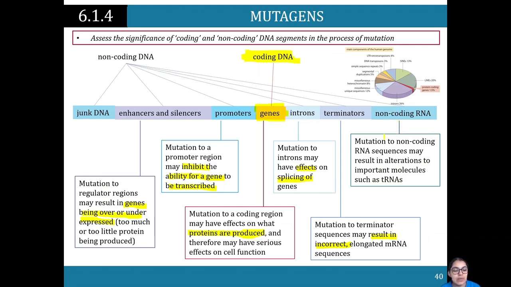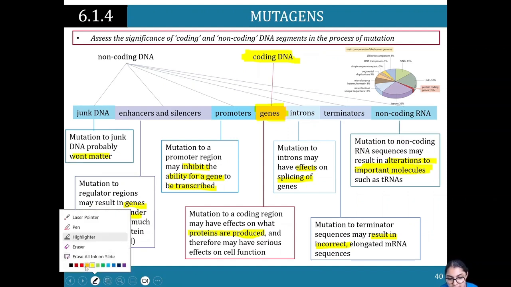Non-coding RNA: when mutations occur to non-coding RNA sequences, that can result in alteration to important molecules. Non-coding RNA is important for those RNA molecules that we talked about in the processes of replication, transcription, and translation, like tRNA is an important one, right? So if there's a mutation to that, it can affect the function of tRNA and mRNA. Finally, junk DNA. Mutations to junk DNA, as the name suggests, won't have a huge effect, and they probably won't matter.